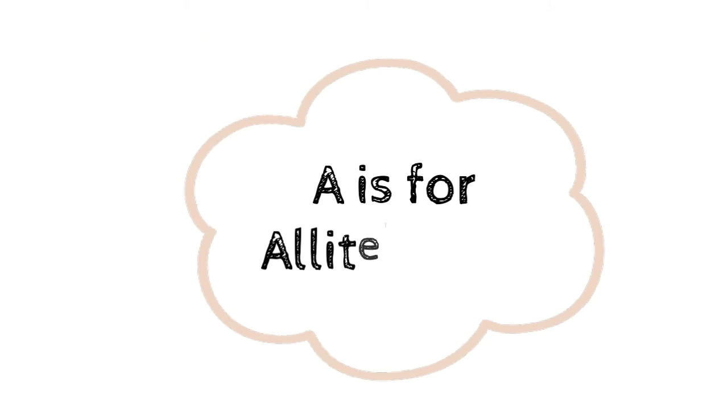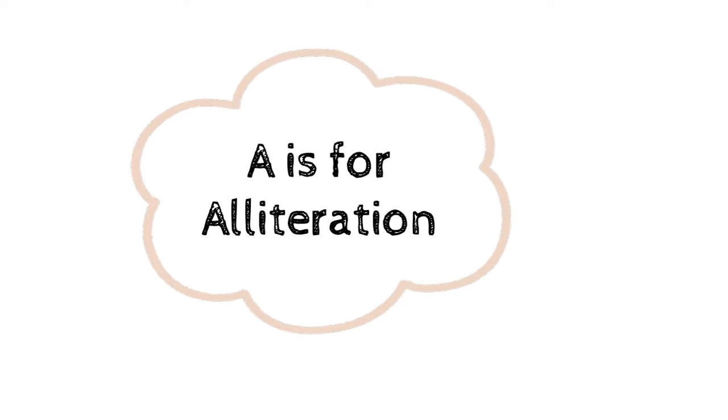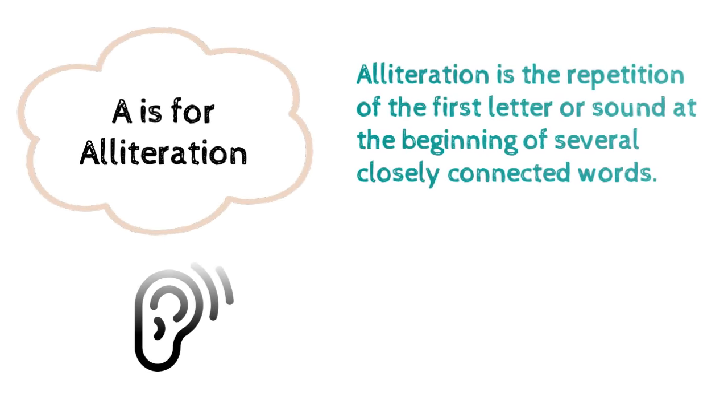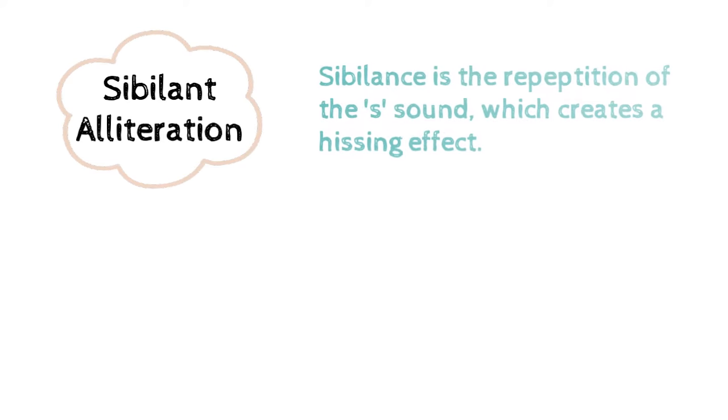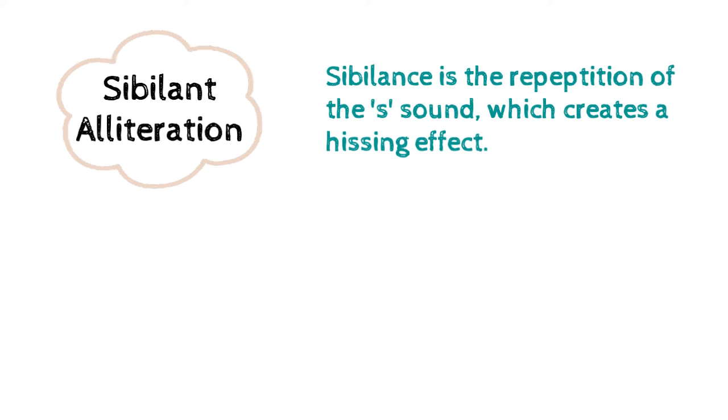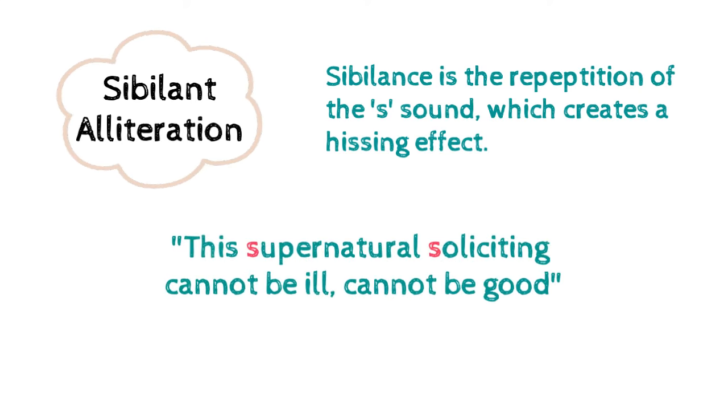A is for alliteration. Alliteration refers to the repetition of the first letter or sound at the beginning of several closely connected words. Like imagery, there are several common types of alliteration which create differing effects. Here are some common types. Sibilant alliteration is the repetition of the S sound. It tends to create a hissing sound, so is often associated with threat or danger. For example, in Macbeth, the phrase "supernatural soliciting" uses sibilant alliteration to hint at the danger posed by the witches.